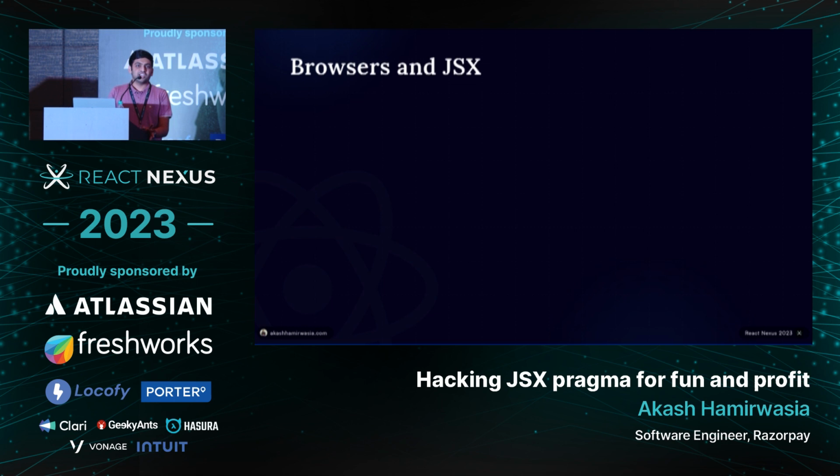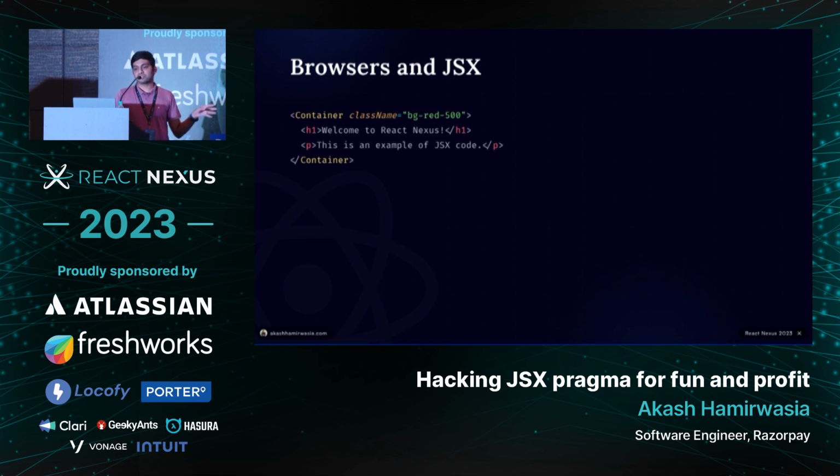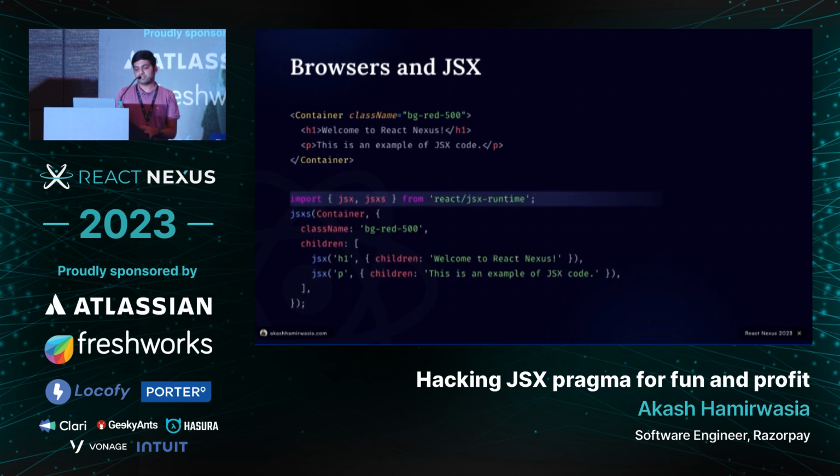Now let me explain the relationship between browsers and JSX. Browsers don't understand JSX, they only understand JavaScript. And compilers actually replace your JSX code with calls to a special function. And these compilers are tools like Babel, SWC, and TypeScript. So to understand this process better, here's a code snippet, some simple JSX. And if you pass this through a compiler, this is what you get. So it has converted your entire JSX code to calls to these special functions, jsxs and jsx.